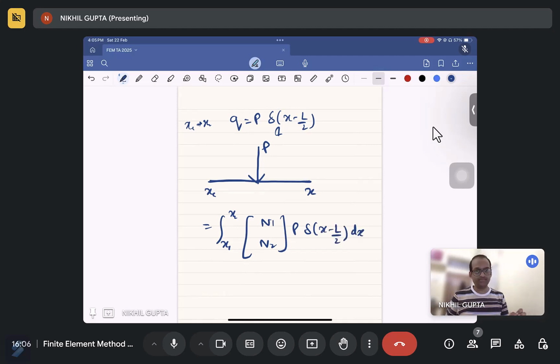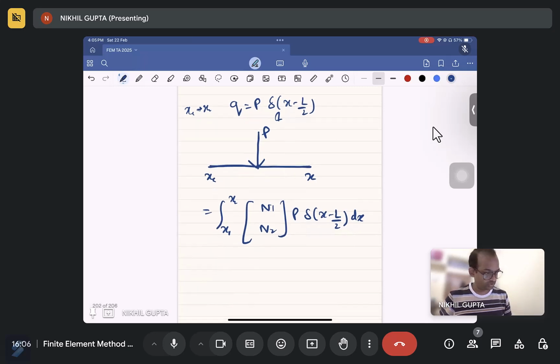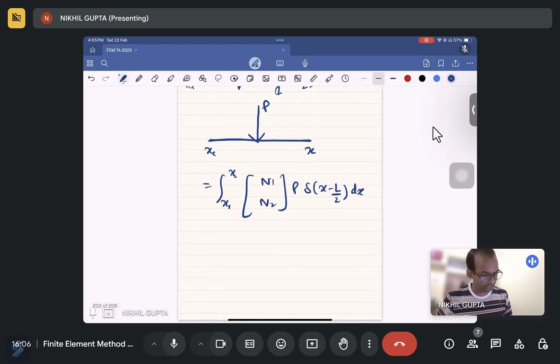Till now, is it clear with everyone? The person who asked the question, is it clear? Yeah. Okay. So we know for 2 nodes what N1 and N2 are. These are 1 minus x by L and x by L.